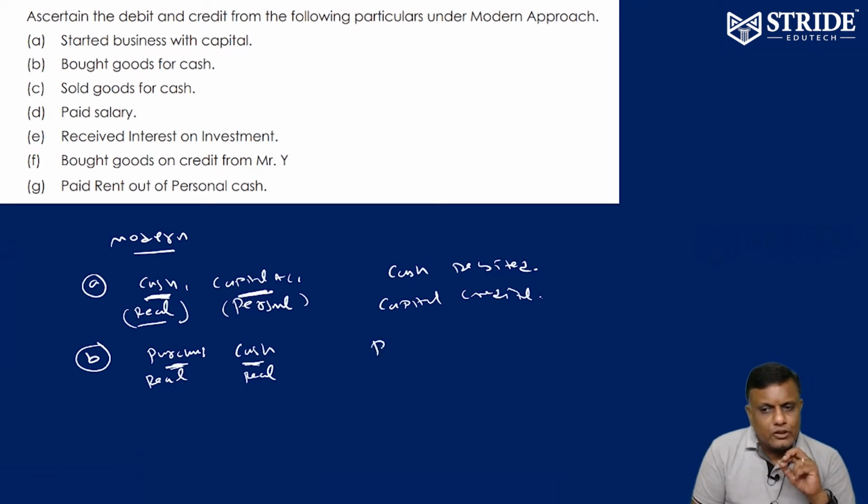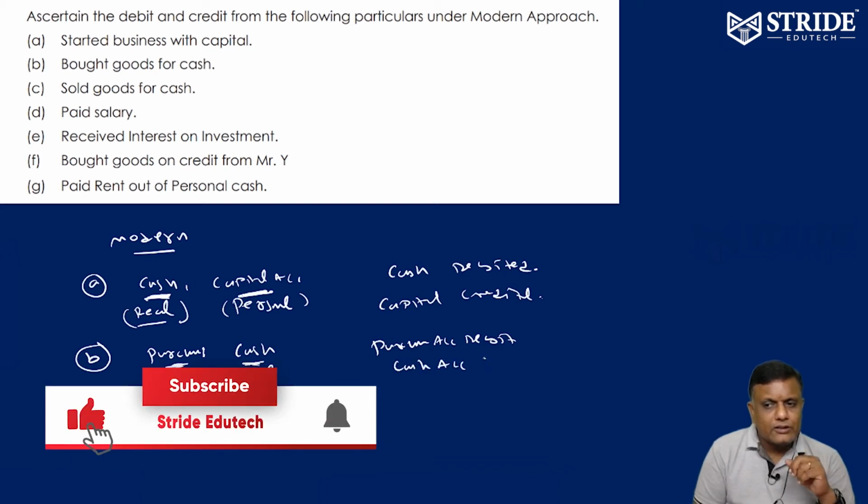What is to be debited? Purchase account to be debited. What is to be credited? Debit what comes in. Credit what goes out. So cash account to be credited. That's it.